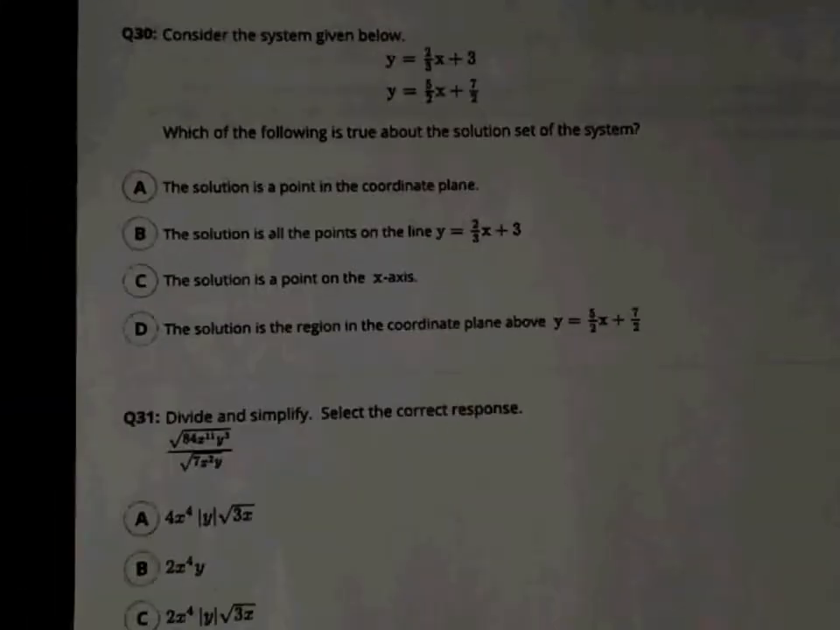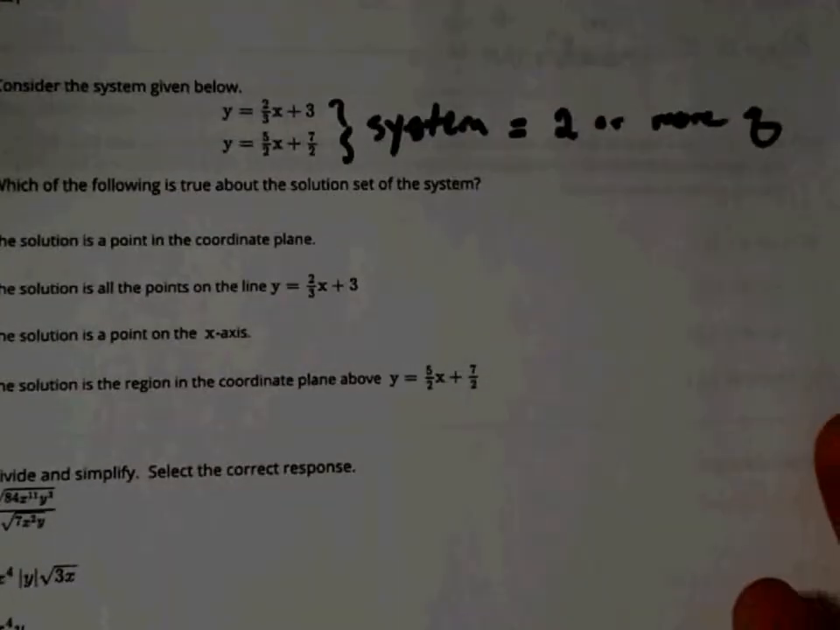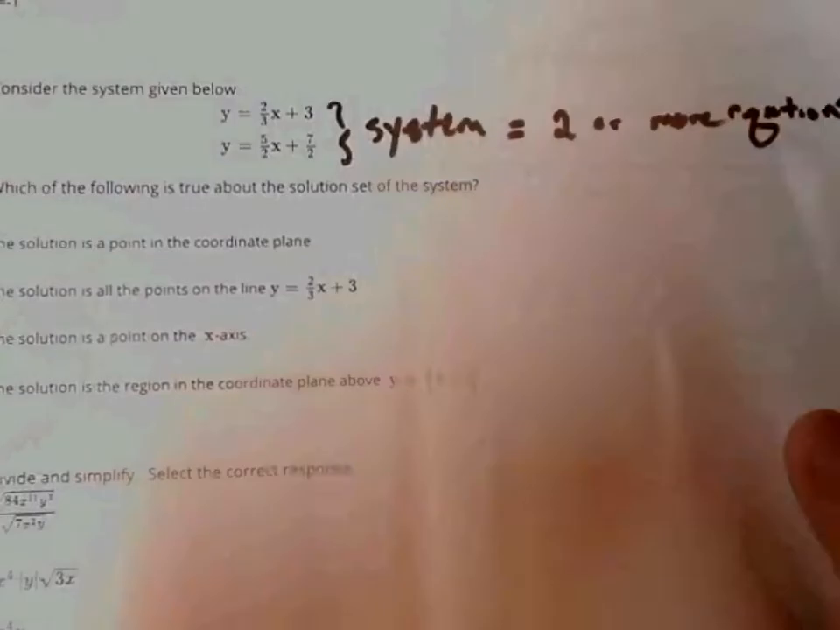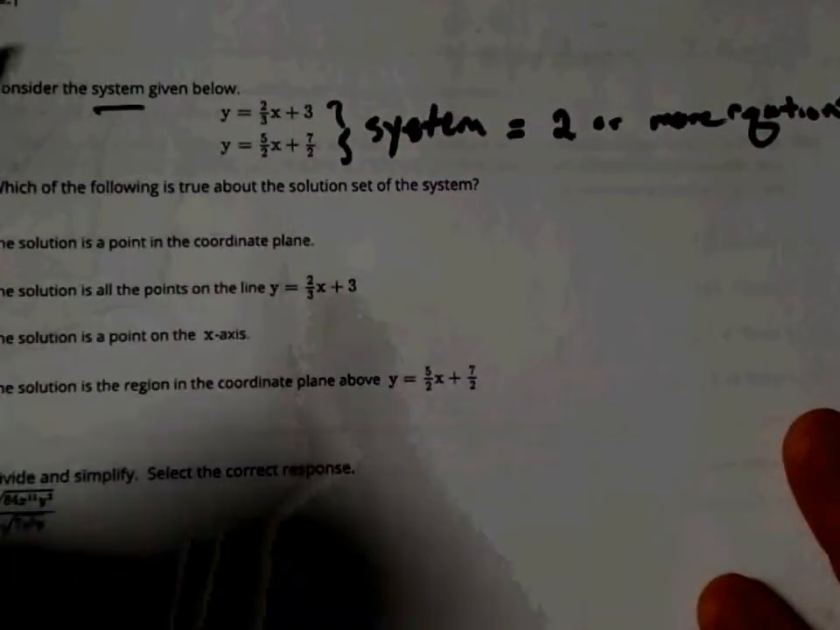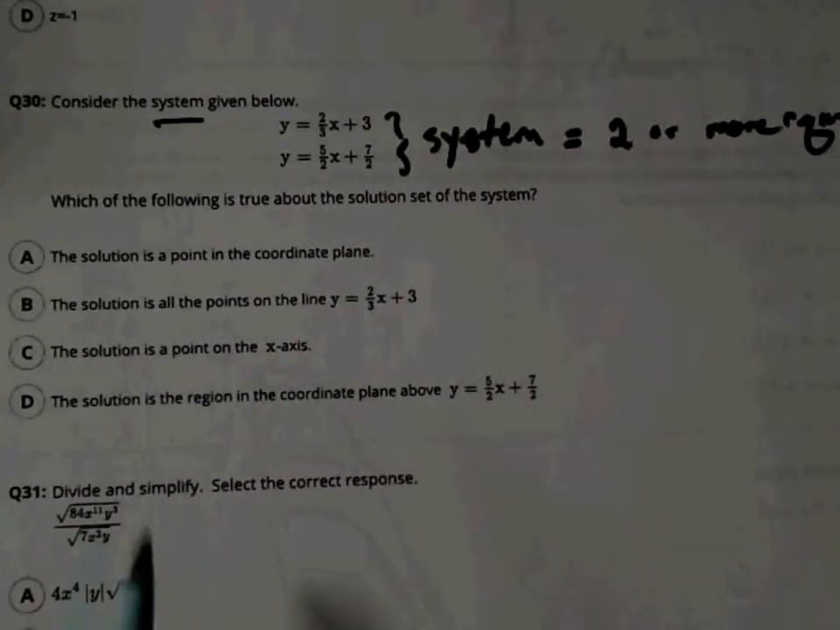All right. So this one right here is a system of equations. You know it's a system of equations because a system equals two or more equations. Two or more equations makes something a system. Okay? And so we have two, and that's what identifies this as a system of equations. Now, this is testing some conceptual understanding that you don't have to do any math with. There's no math here. It's asking you to analyze these systems and pick which of the following is true about it. All right?